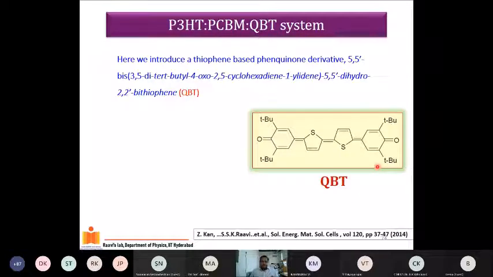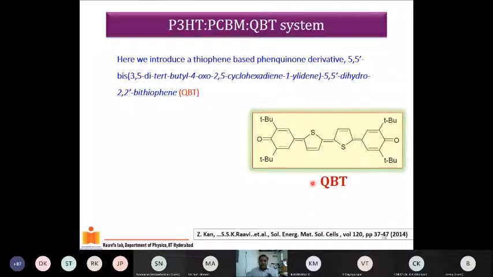Okay. Now I would talk about another system which is a ternary system. This particular example is taken to explain how I can use my EQV idea to increase the absorption throughout the spectral region and obtain better solar cell performance. This paper is from 2014. It's a Solar Energy Materials paper again.